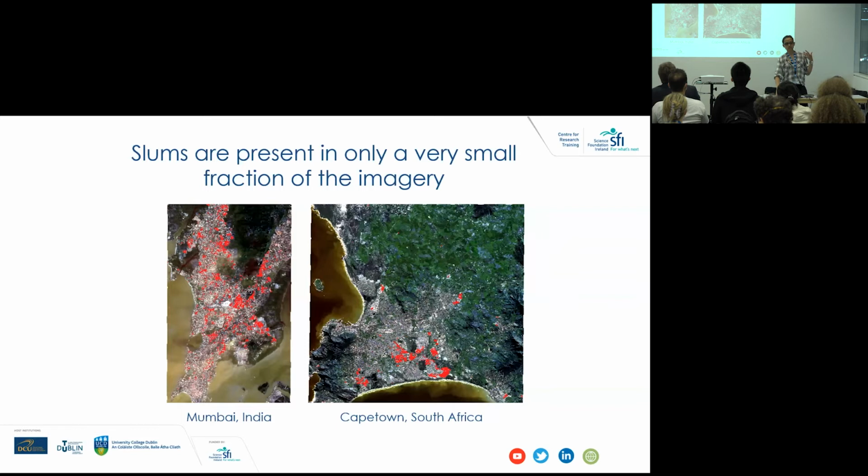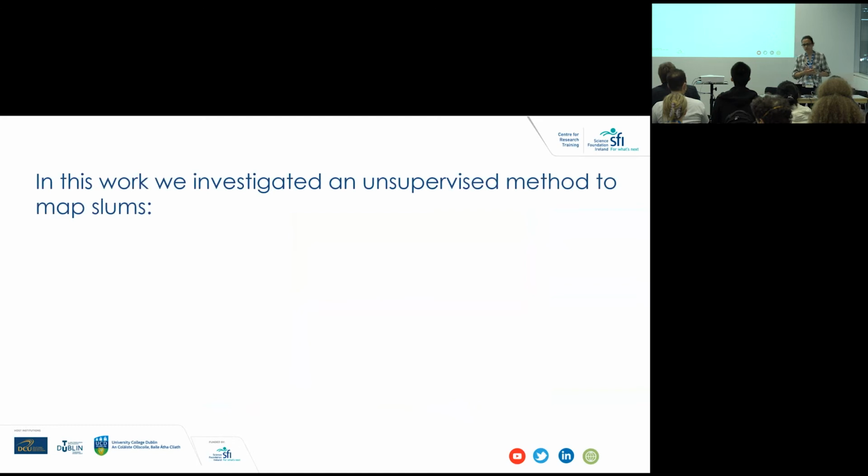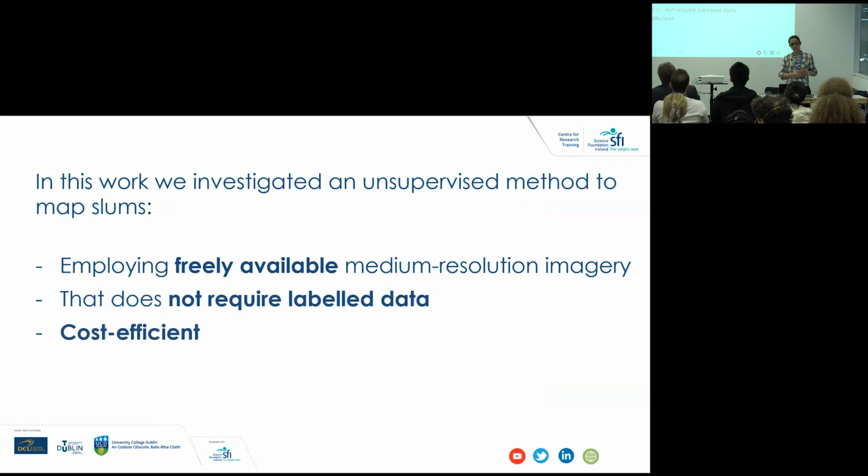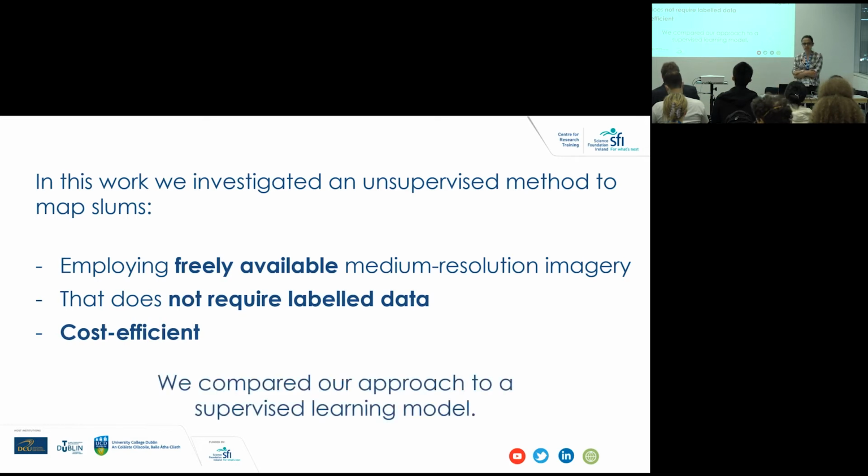So in order to tackle these challenges that I've just mentioned, in this work, we investigate an unsupervised method to map slums. So we employed freely available medium resolution satellite imagery. Also, the method does not require labeled data. And it is cost efficient because it's using medium resolution imagery, and also only a fraction of the whole image was used to train the model. And then we compare the results of our method with a supervised learning model.